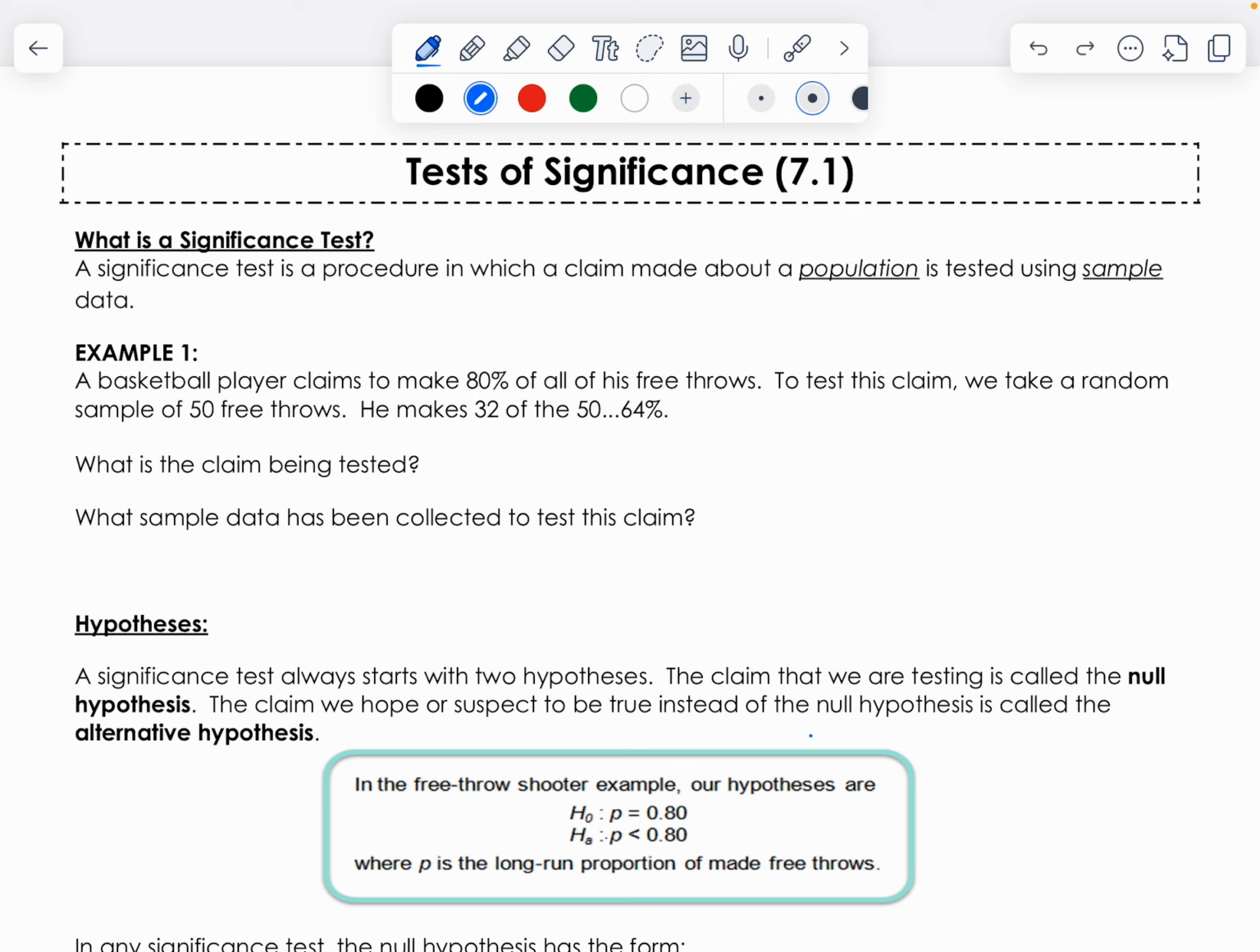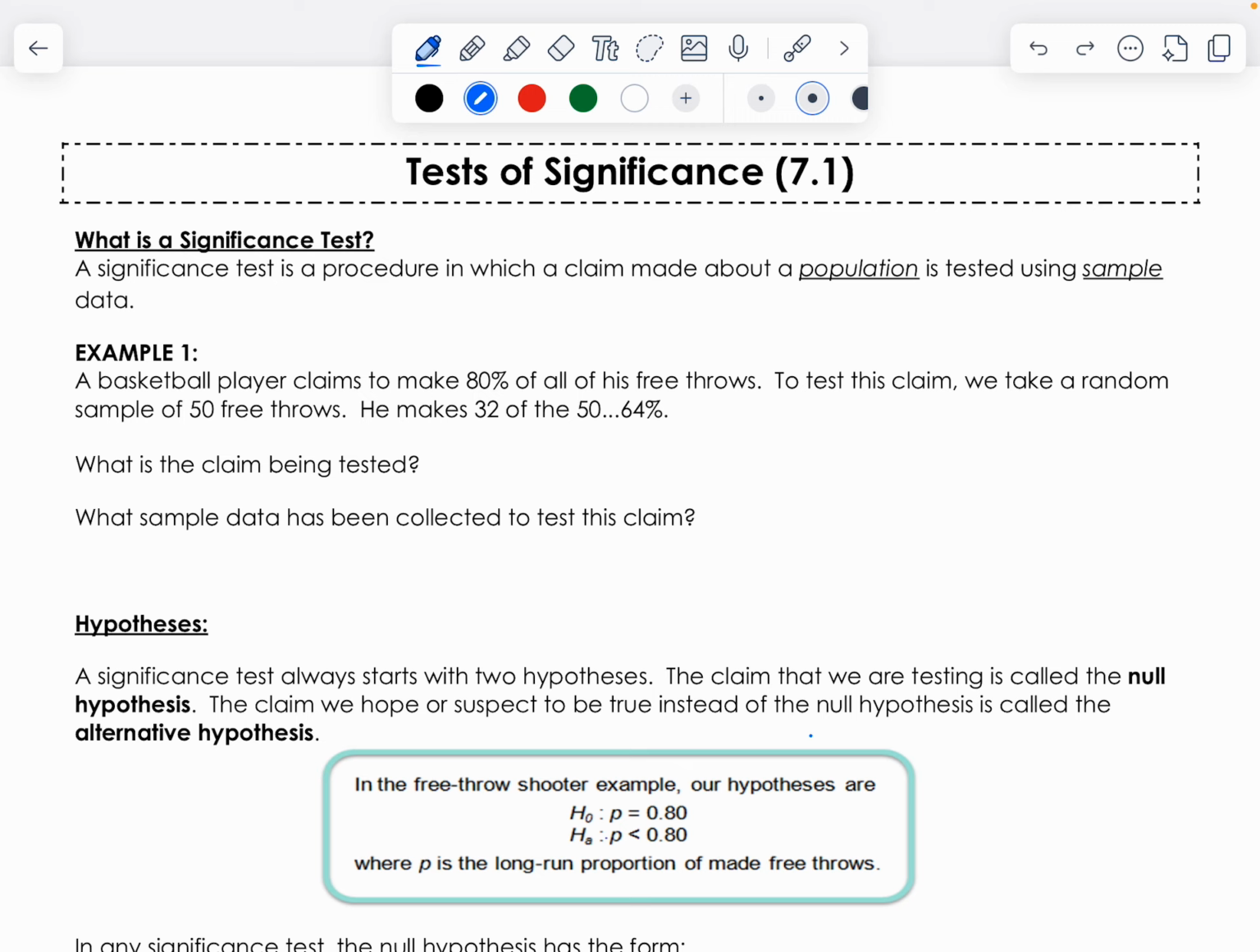These are another process in which we make conclusions and tell the story about an entire population given just sample data. Last unit we talked about confidence intervals, in which we estimated a population parameter. In this one, tests of significance, we are testing a claim about a population to see if it is statistically significant, and we do so using our sample data. So that's what a significance test is.